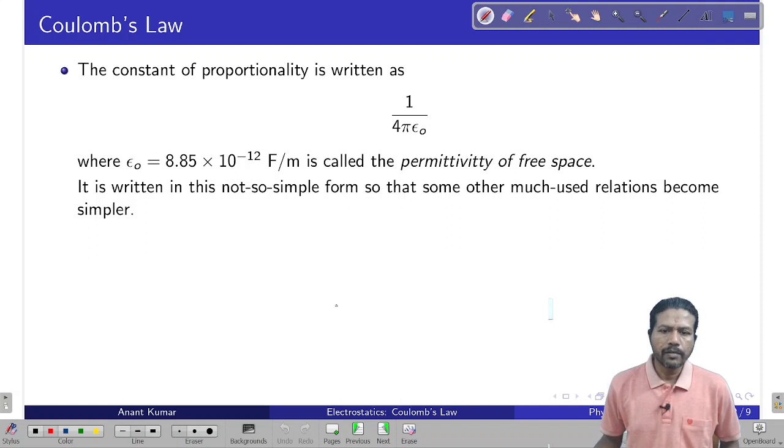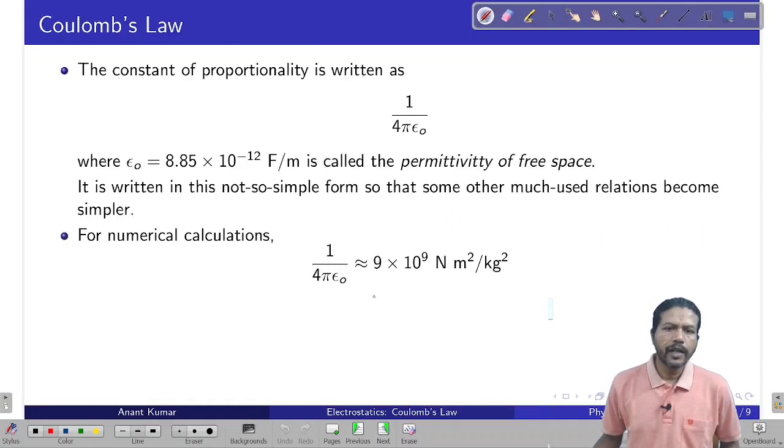Now for all practical purposes, we can take the value of 1 by 4 pi epsilon naught to be equal to 9 into 10 power 9 Newton meter square per Coulomb square, because this is looking at the charges. Earlier I said kg square, that was a mistake.